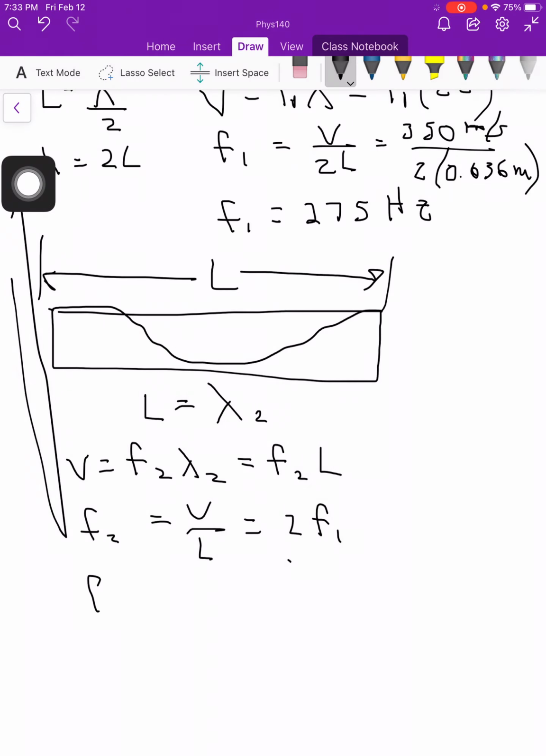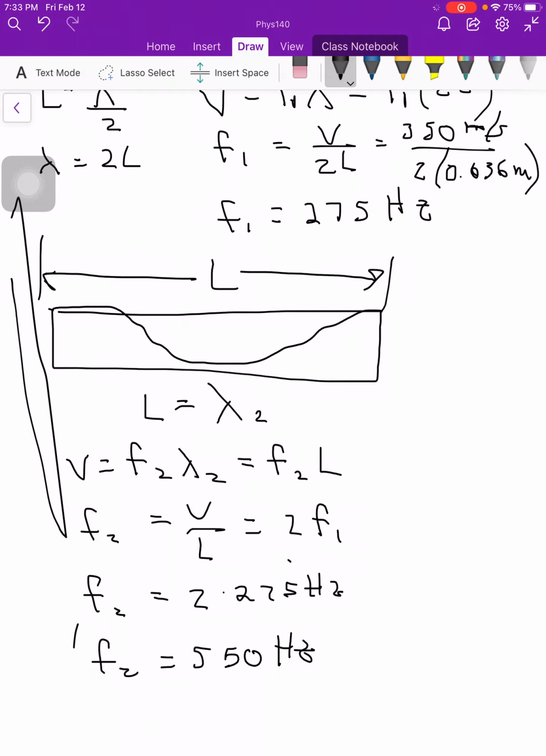Okay, so F2 then is going to equal 2 times 275 hertz. And so F2 is equal to 550 hertz. So those are the frequencies.